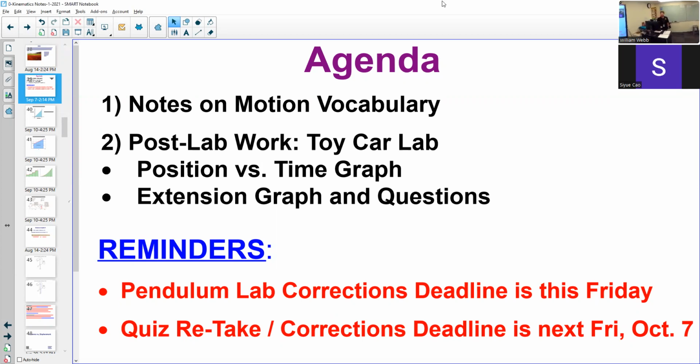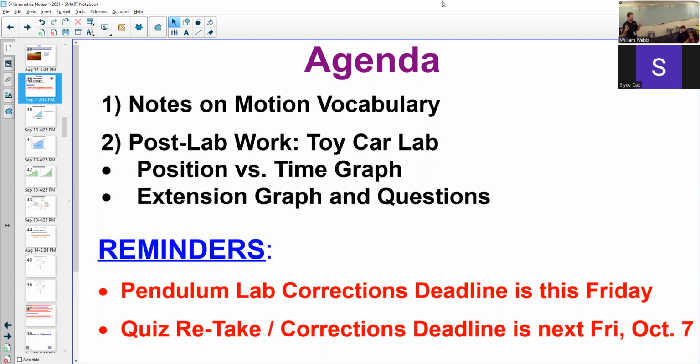Today on the agenda, you can see we're going to go over some notes of motion vocabulary. A lot of the terms are terms you're familiar with, terms we've talked about. Some have been defined in the worksheets you've done. But I want to give you a formal definition and practice some problems as we're really done with everything for this Unit 1A. And so that's why we're having our test next week.